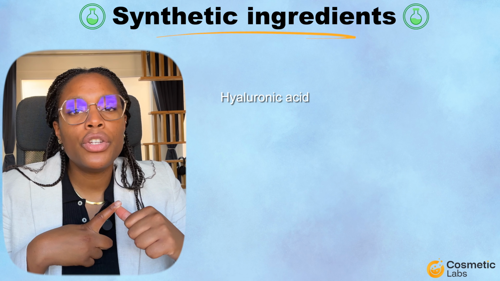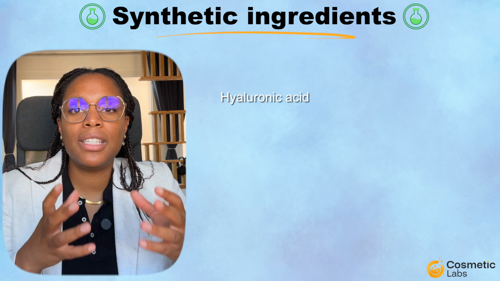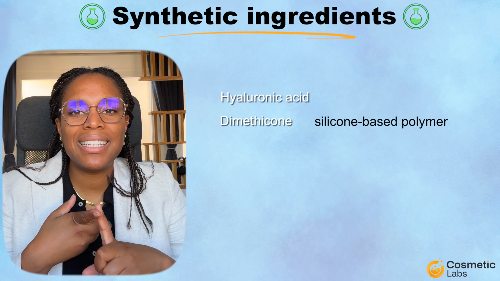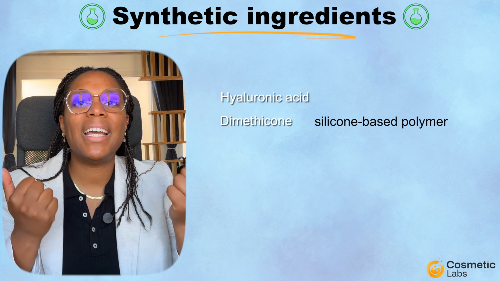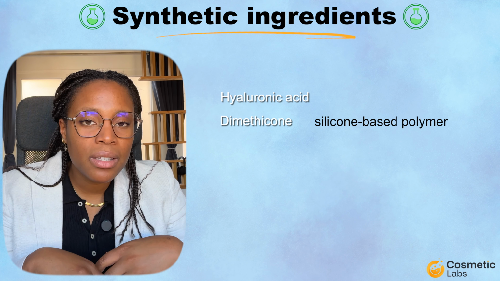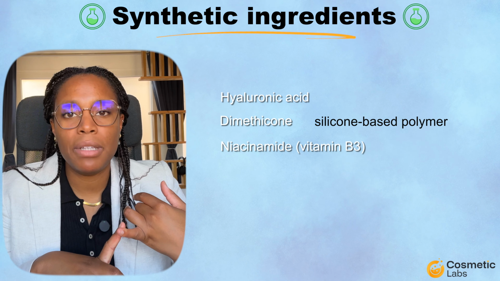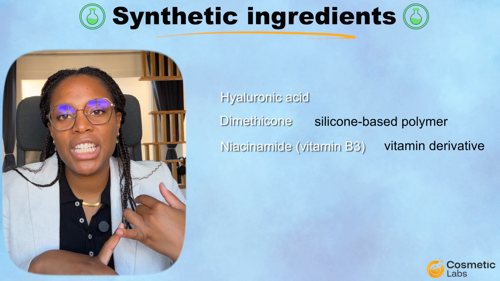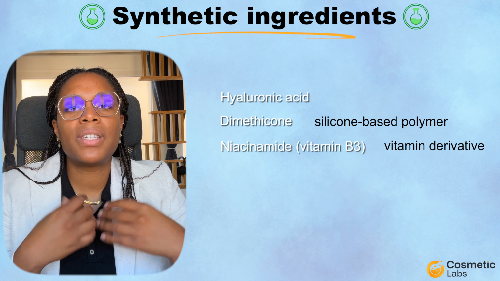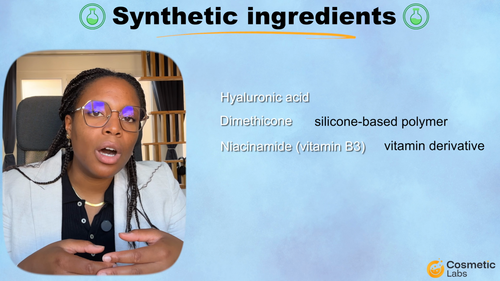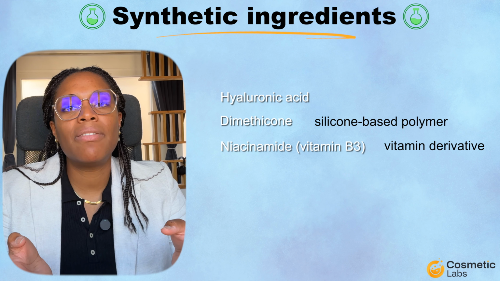properties. A few examples of synthetic ingredients: you can have hyaluronic acid, which is just the synthetic version of the molecule that is produced in your body. Another is dimethicone, which is a synthetic silicone-based polymer. You will find it in emollients, in skin protectants, or in anti-foaming agents. And a third example, niacinamide or vitamin B3, which is a synthetic vitamin derivative. This vitamin improves skin barrier function, evens skin tone, reduces the appearance of large pores, and has anti-inflammatory properties.